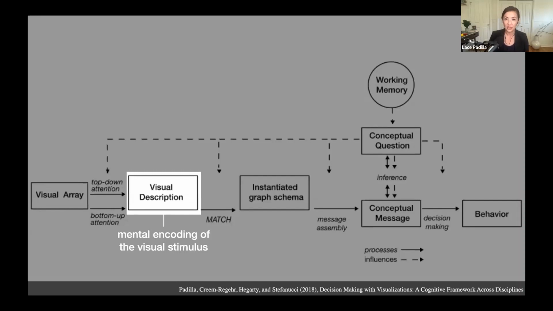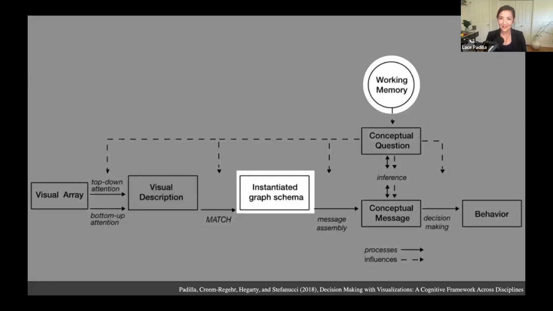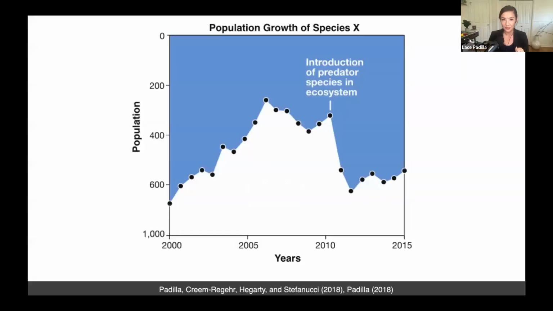The next two cognitive science topics I want to talk about are working memory and a graph schema. I'll give you an example of the relationship between those two. Okay, this is a type of figure that I think everyone on this meeting is very familiar with looking at. This one shows the growth of species X over time and when a predator species was introduced into the ecosystem. Now, if you're the general public, you're going to incorrectly think that the introduction of the predator species correlated with a drop in the population of species X. Everyone on this meetup can see why that is exactly wrong. That is because the y-axis is incorrectly ordered.